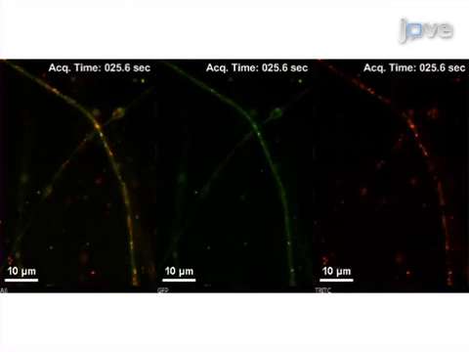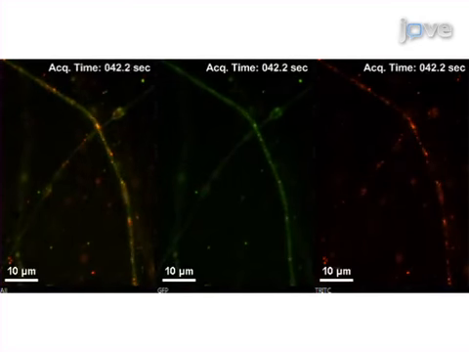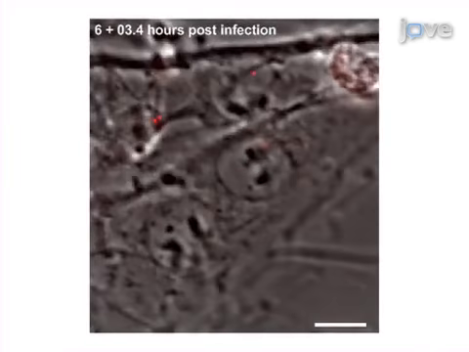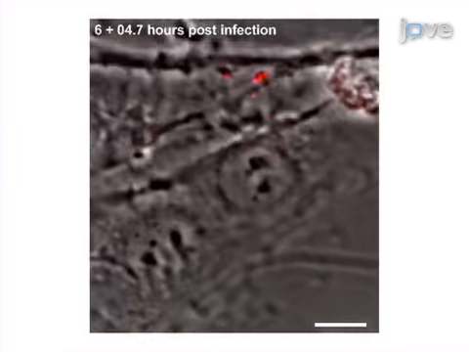Ultimately, this method of live cell imaging is used to track the movement of fluorescent viral particles within neurons and to follow infection as it spreads between cells. This method can provide insight into the transport and spread of herpes virus in neurons.